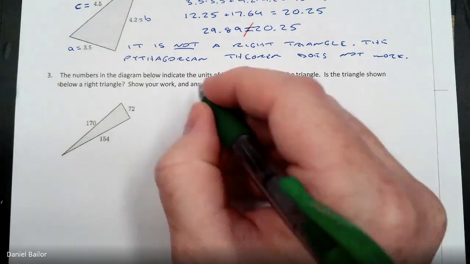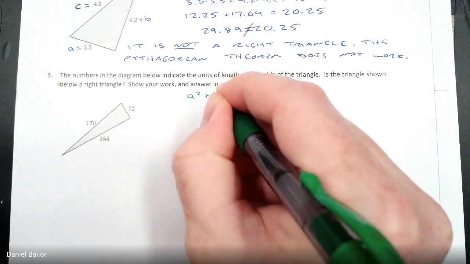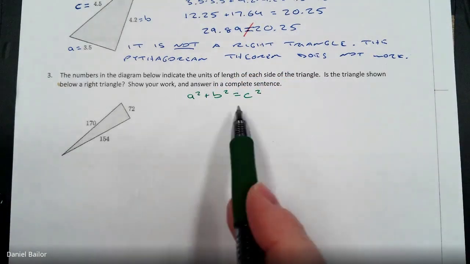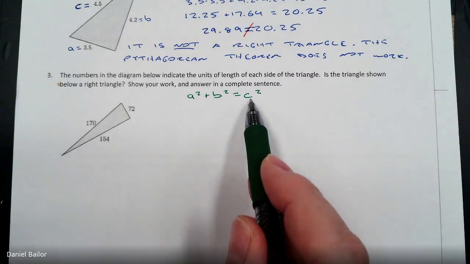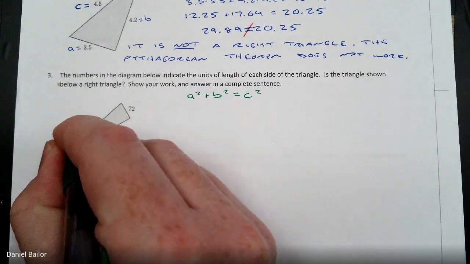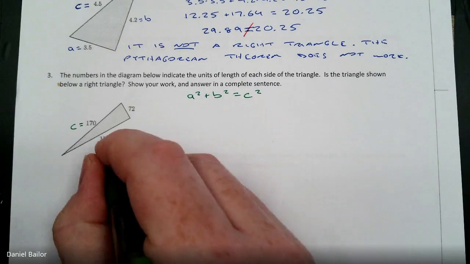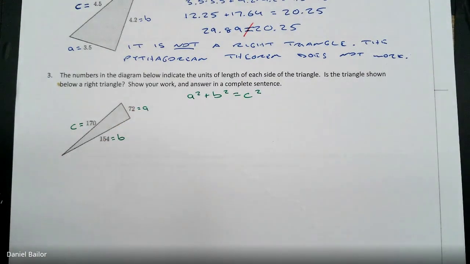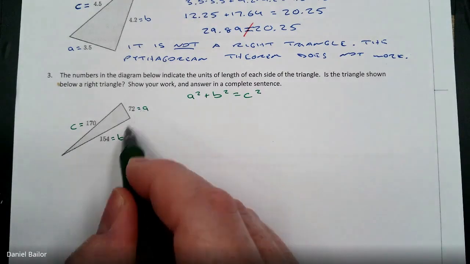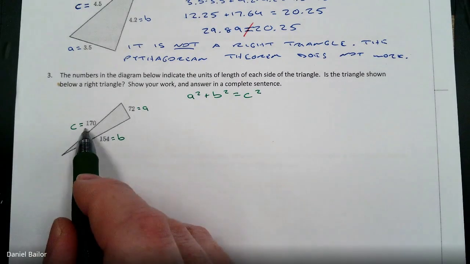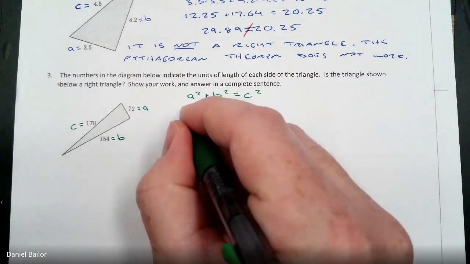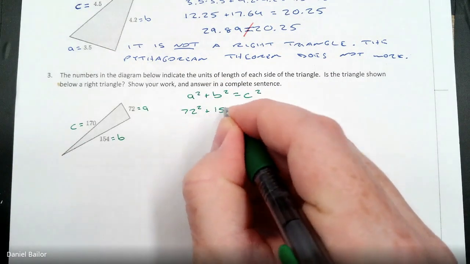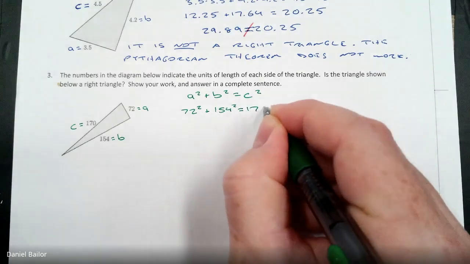So we're going to check this triangle with the Pythagorean theorem, and I need to find my variables. I know C, the hypotenuse, is the longest one, and that is 170. For the other ones, it does not matter which letter I pick. I'm just going to make one A and one B. If the longest is C, I'm good. So A was 72, B was 154, and C was 170.